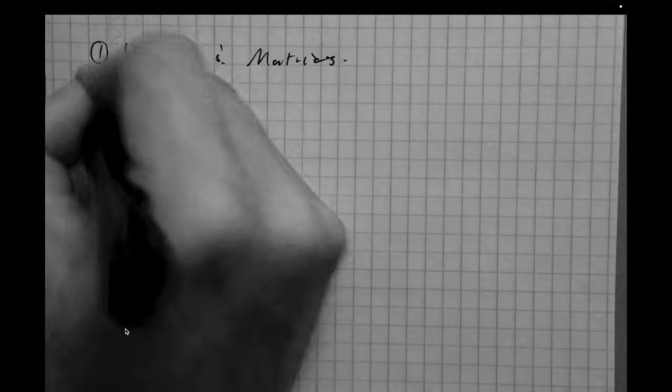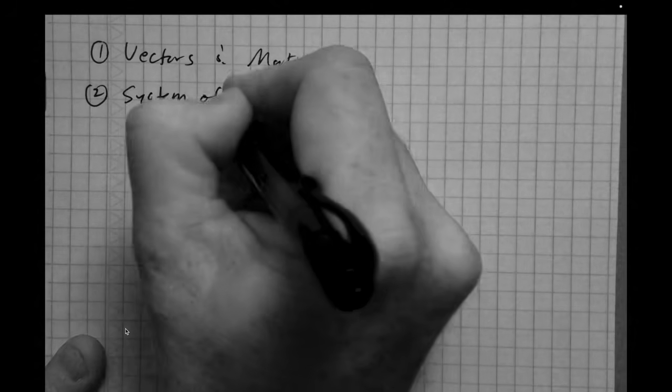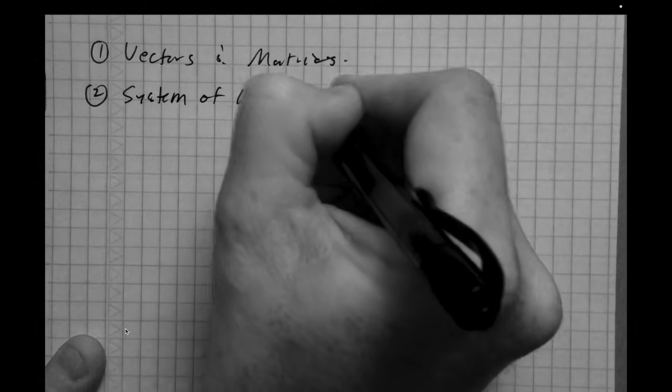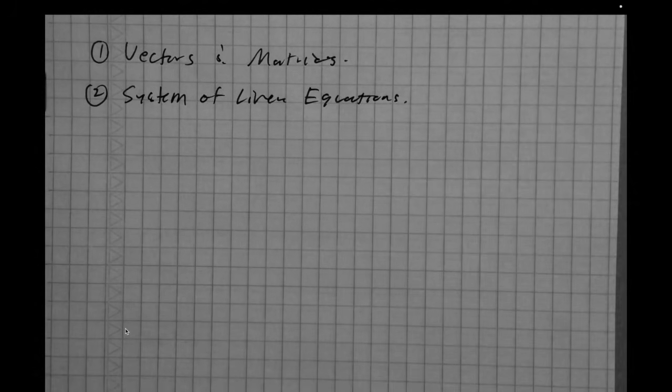The second broad section is going to be systems of linear equations. Here's where we'll discuss how to solve algebraic systems using matrices and vectors. We'll also introduce things like rank of a matrix, row space, matrix inverses, etc. So some of the key ideas from linear algebra will be brought up in this section as well.